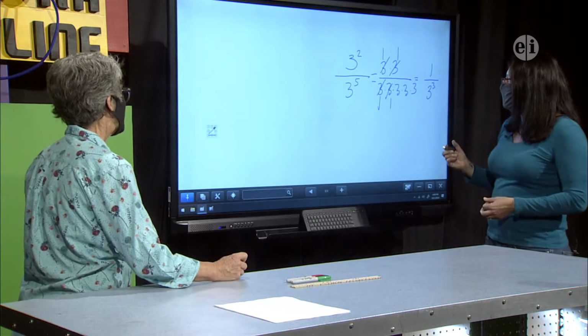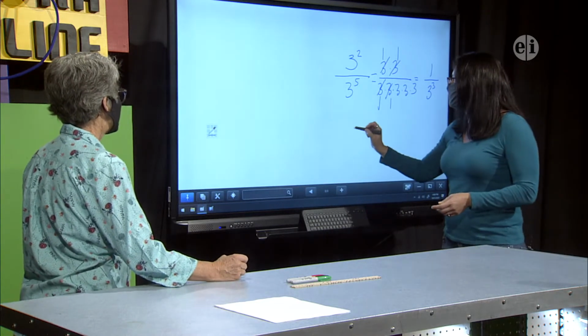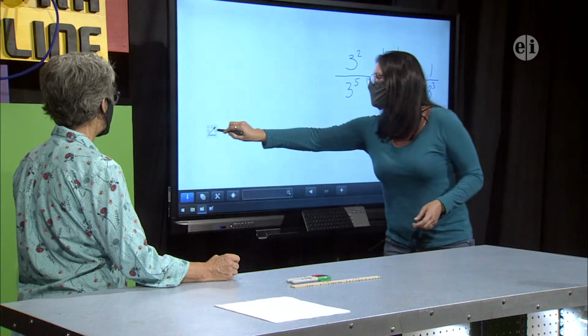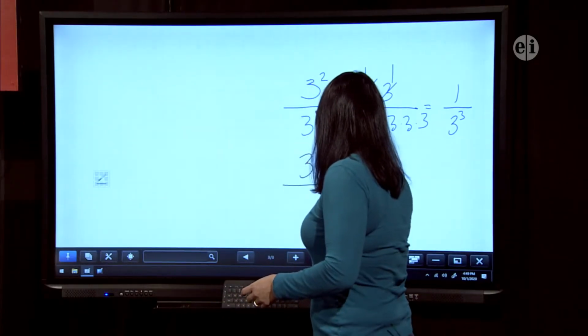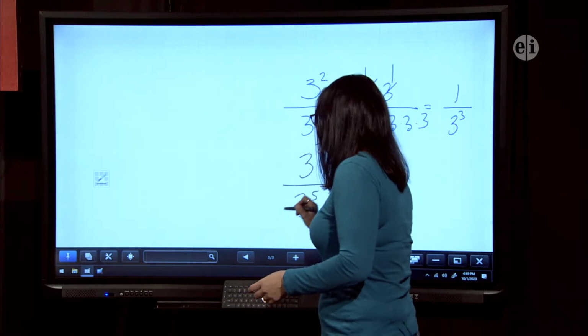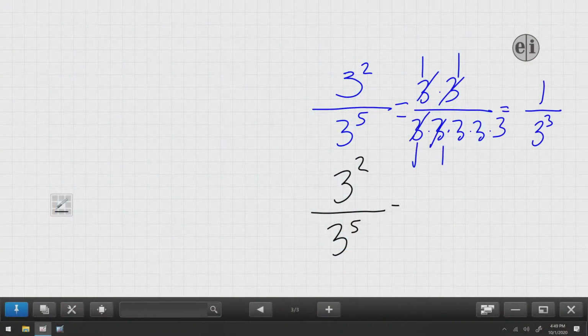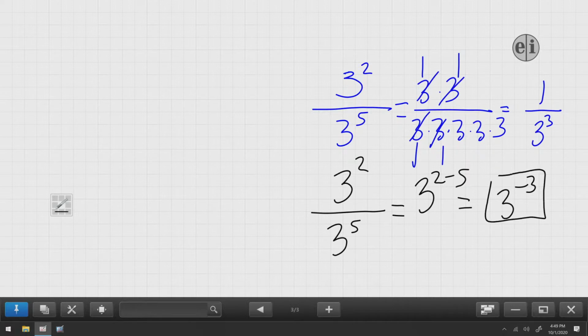Okay, well then we had this other rule, right? Here, I'll use a different color just because it's fun. So then we do 3 squared. We had this rule that if we divide the same base, we subtract the exponents, right? Well, what's 2 minus 5? Negative 3. So what we find out is 3 to the negative 3 equals 1 over 3 cubed.